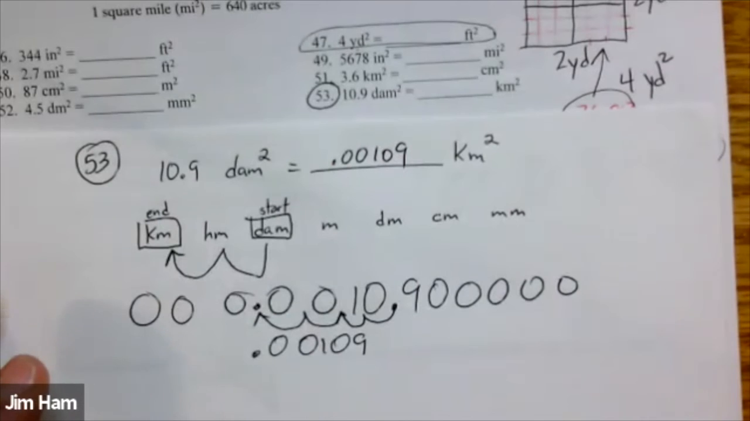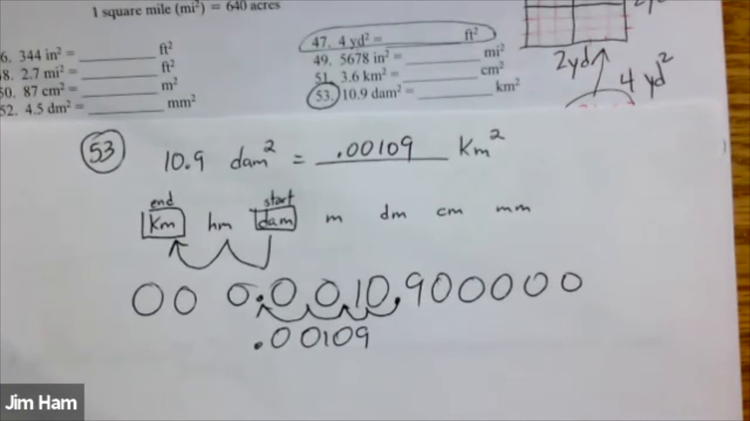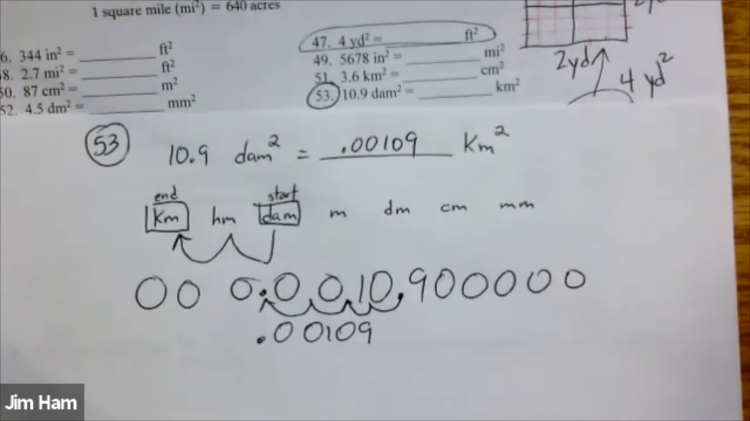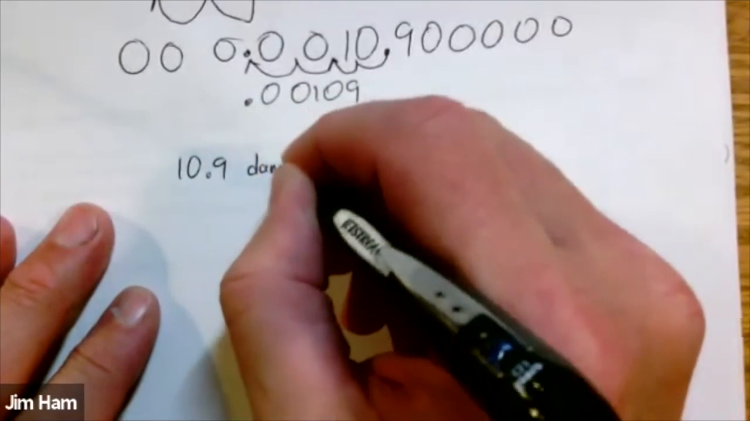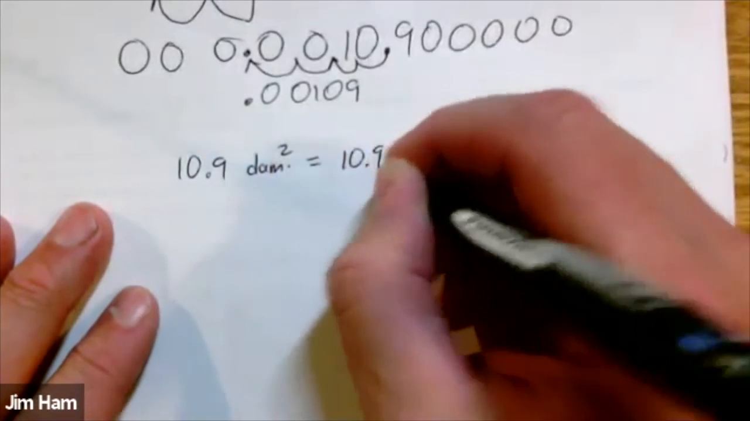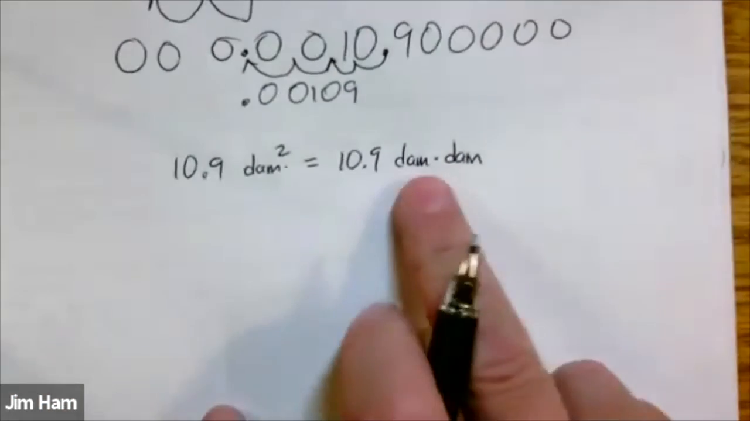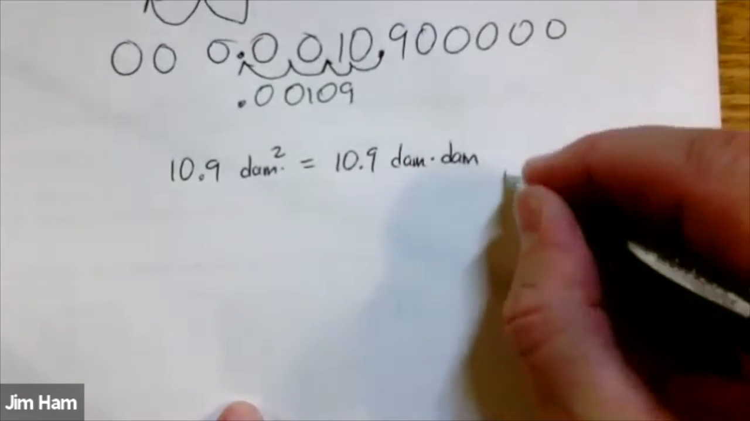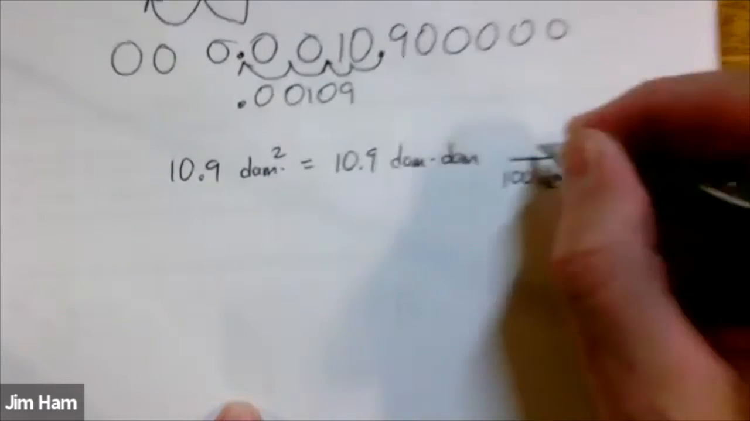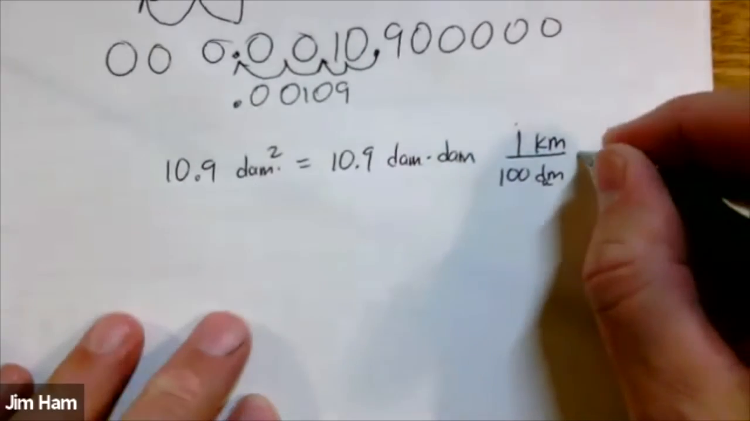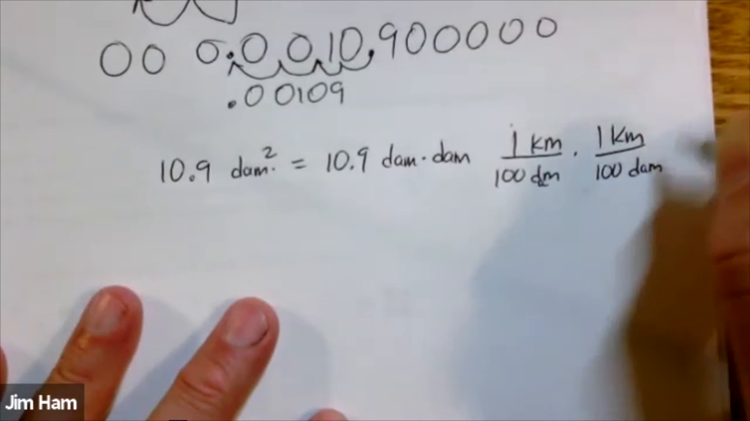If you just move the decimal point 1 place, like you were doing with units of length, then you'd have an overestimate. The unit analysis part of this would be 10.9 dam squared. That's 10.9 dam times dam, decameter times decameter. So we have to cancel out the decameters. And there are 100 decameters in 1 kilometer. But we have to do that twice so we can cancel out the 2 decameters.